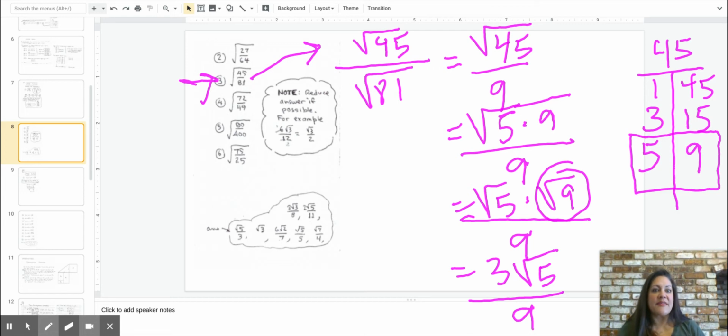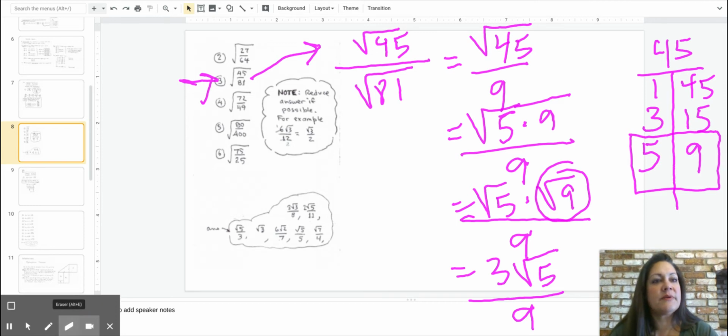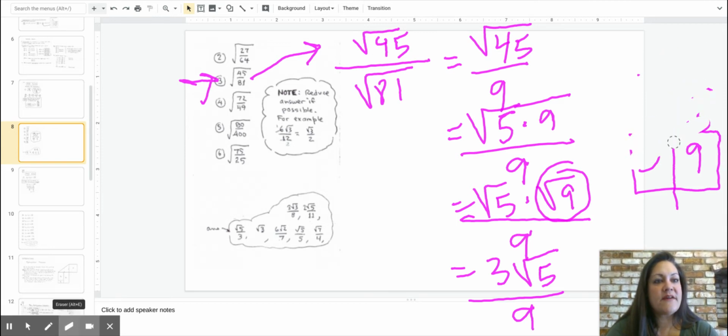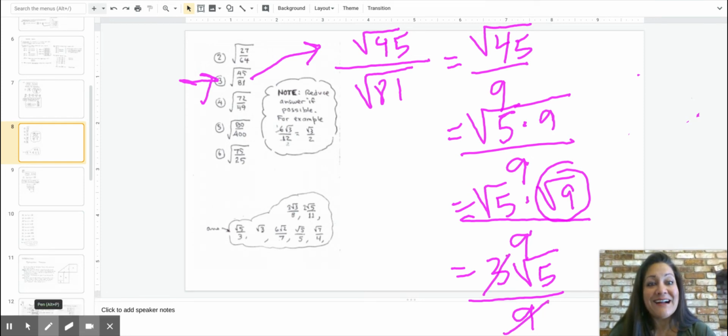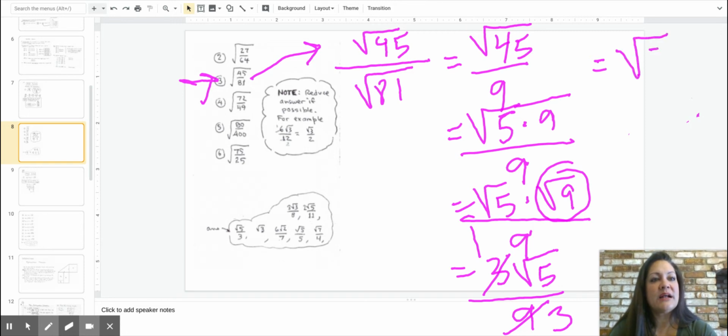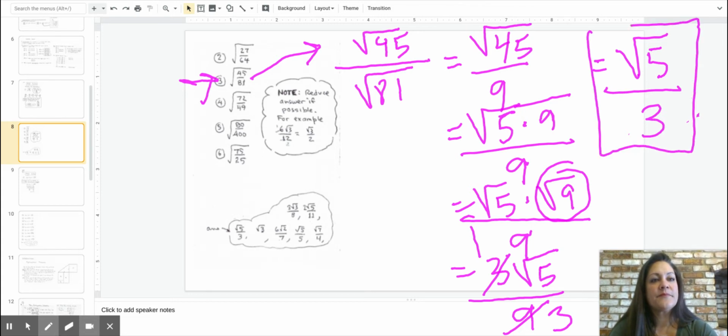But it did say that we need to simplify that. So let's see, I'm just going to erase my factor tree here. Give me some more room on this side. All right, so I can simplify 3 and 9. 3 goes into 3 one time. 3 goes into 9 3 times. So my answer is going to be square root of 5 divided by 3. And here it is. There's that answer. All right, number 3.